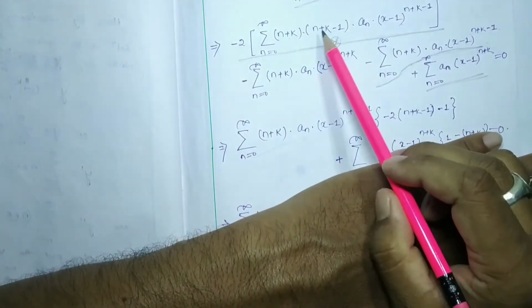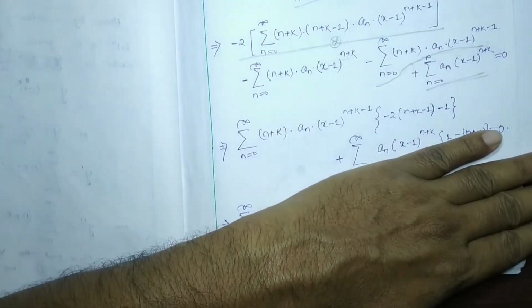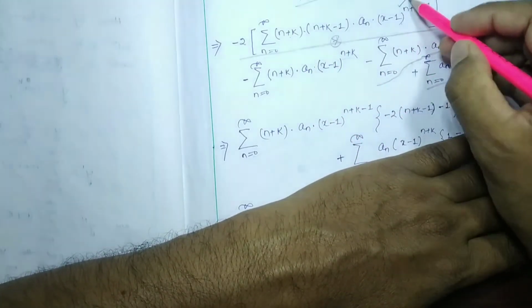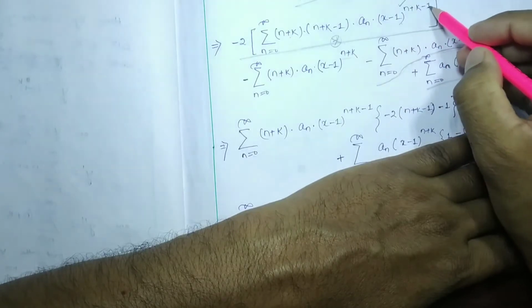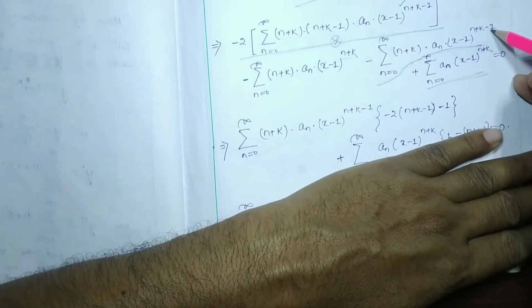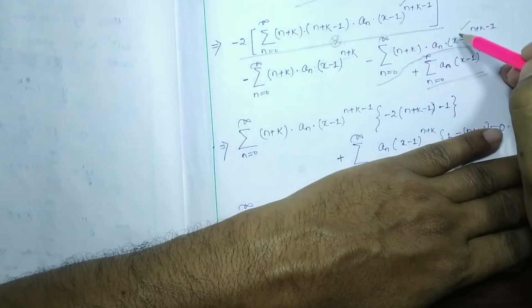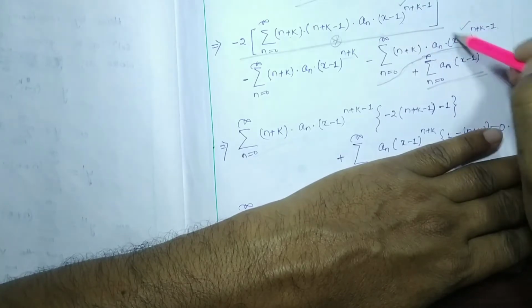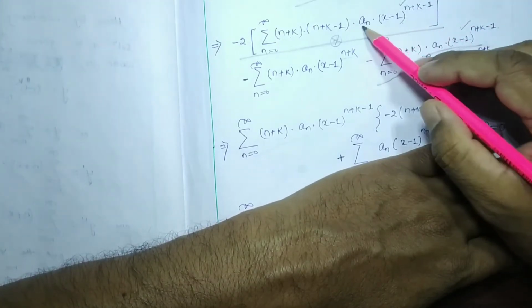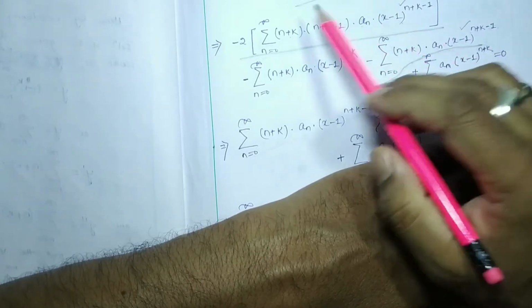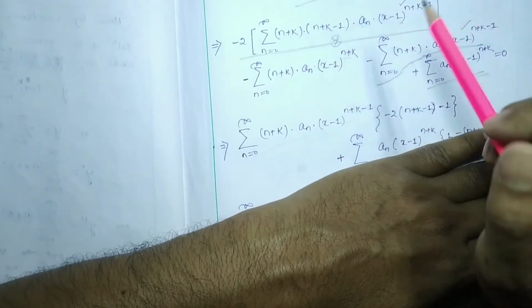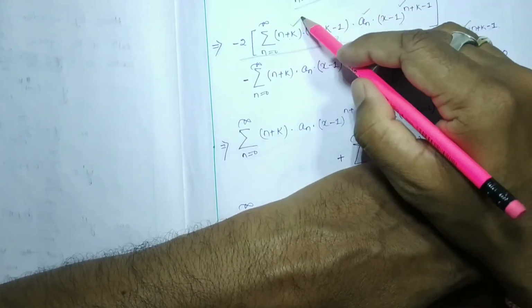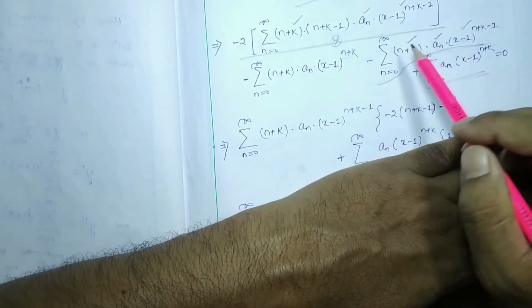First consider the first term and the third term. What is the common factor? First, we can find x minus 1 to the power n plus k minus 1 is common for these two terms. a n is also common, n plus k is also common. Now these things can be taken outside the bracket, and the rest of the things are going to be added up.